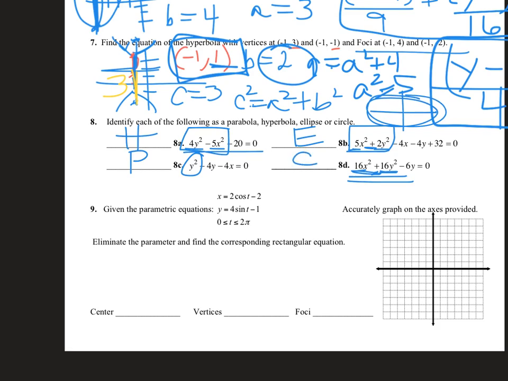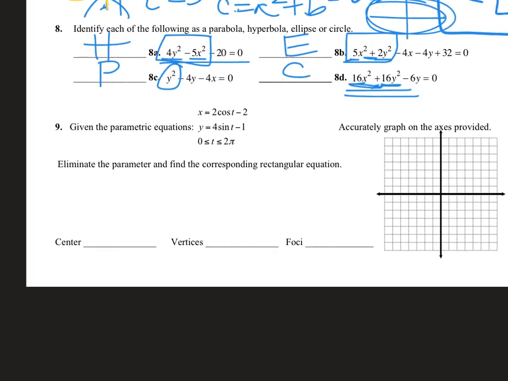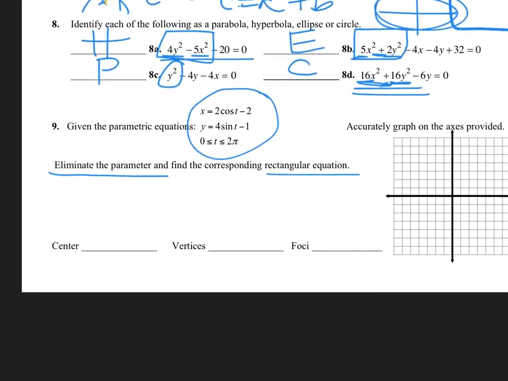All right, here's our last one. Given the parametric equation, we can graph this. Now, it says eliminate the parameter and find the corresponding rectangular equation. You can, if you want to, graph this in parametric form on your calculator, but we're going to have to find a rectangular equation anyways, so I'm going to hold off on actually graphing it on my calculator.